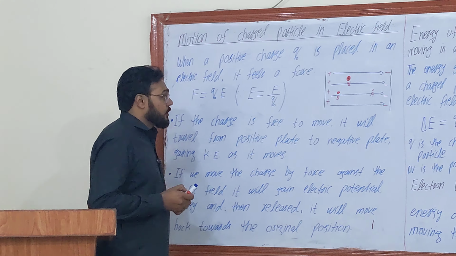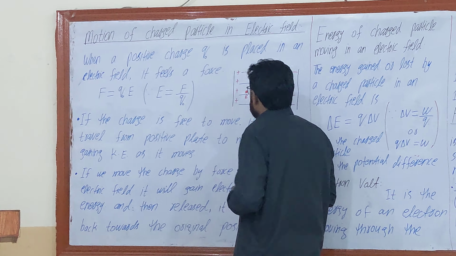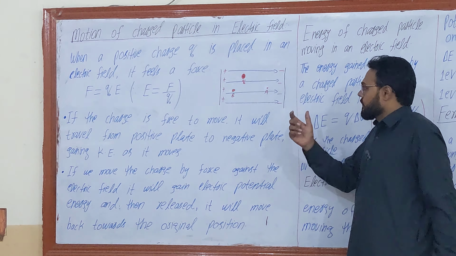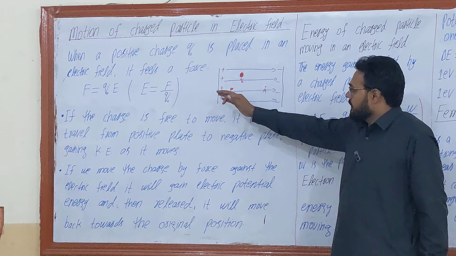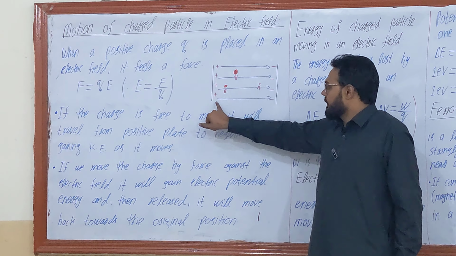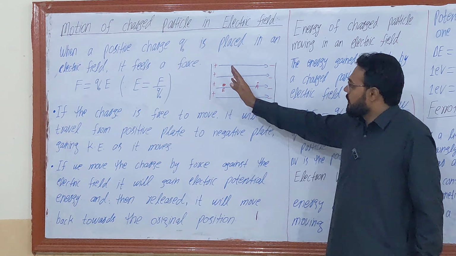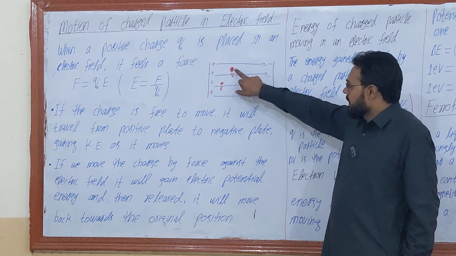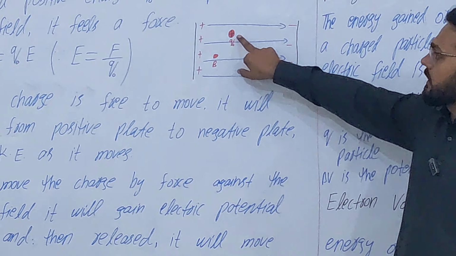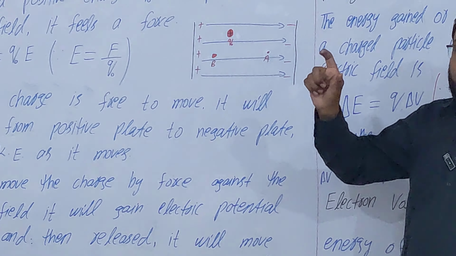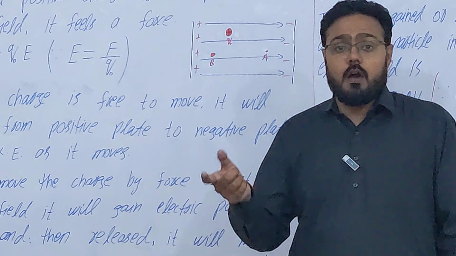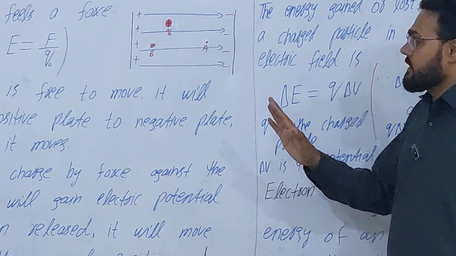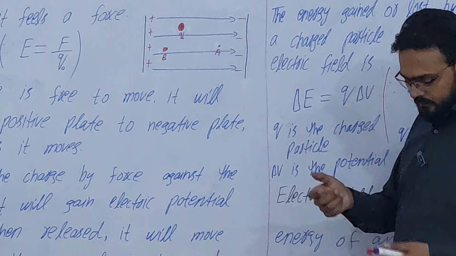So, the motion of charged particle in an electric field. Here we have an electric field from positive plate to negative plate and a charged particle. It's a unit positive charge. Unit positive or test charge is always positive. We never consider a test charge as negative.